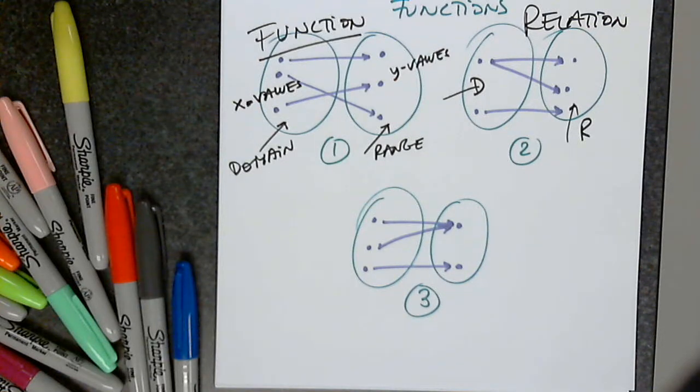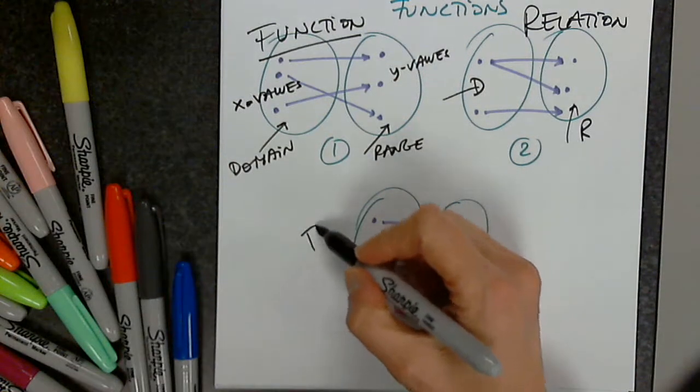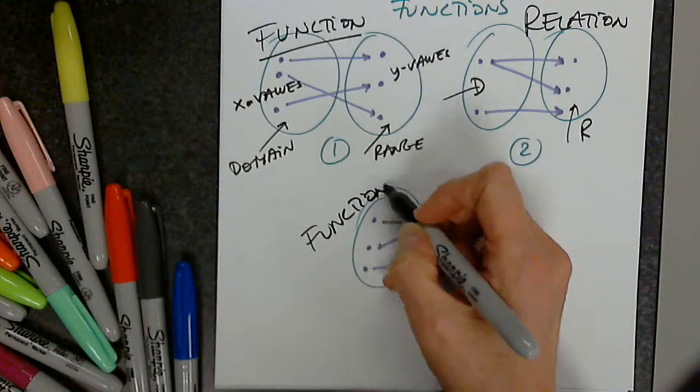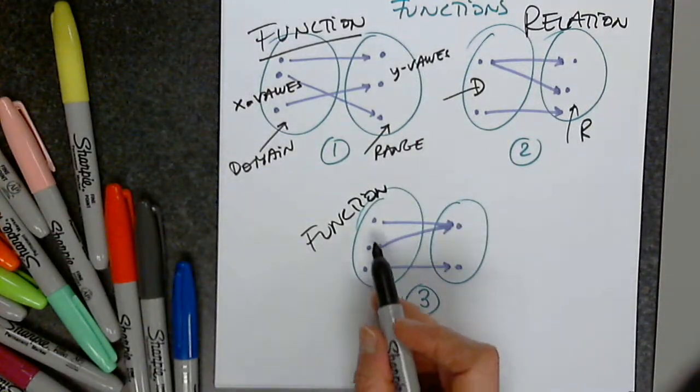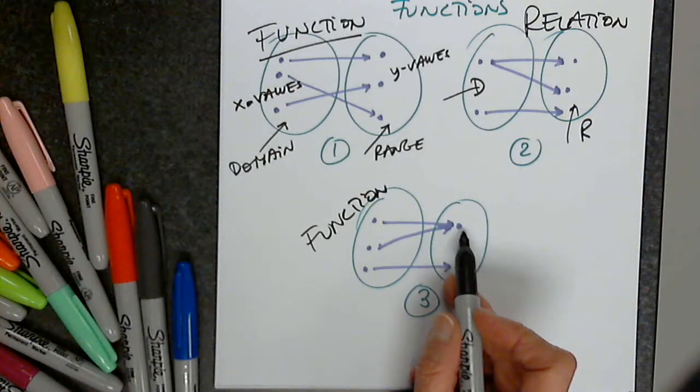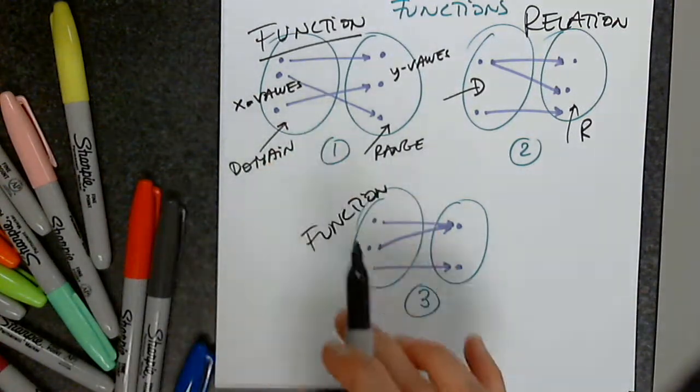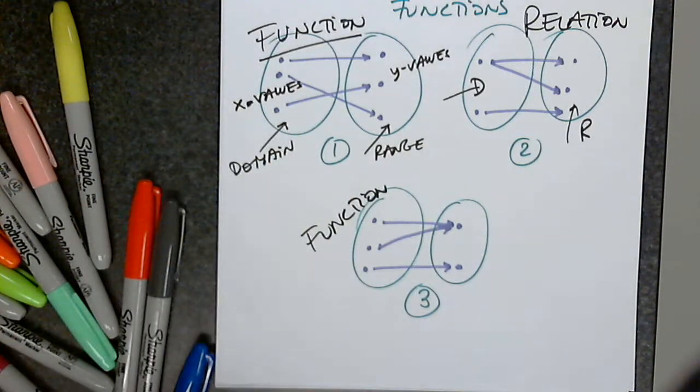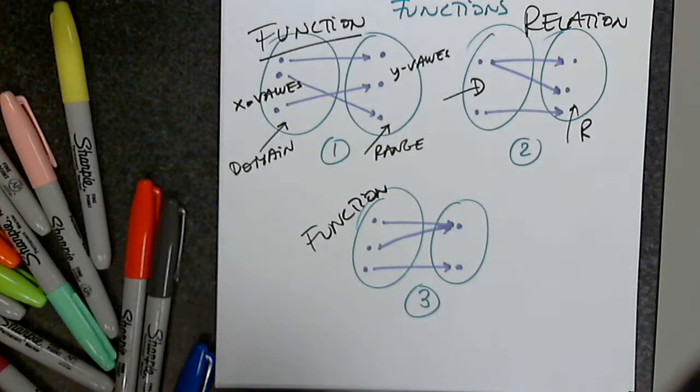Is the third one a function? Yes. Yes, it is a function, indeed. Still domain and range. To each x, it corresponds only one y. So the first and the third are functions. The second one is not a function.